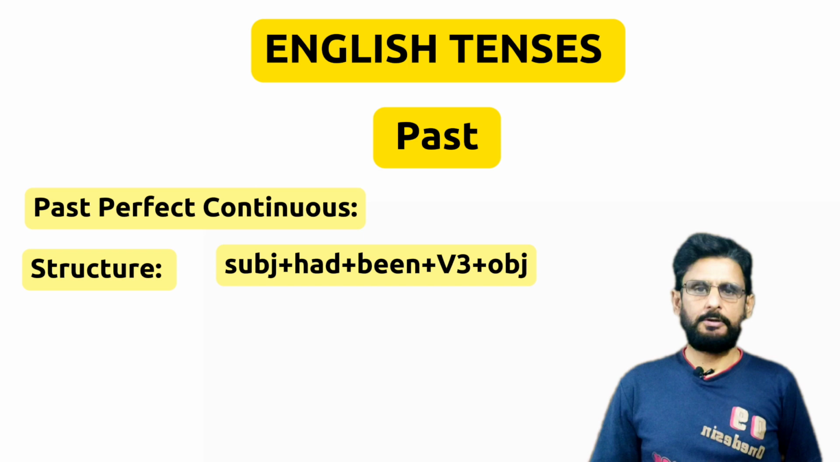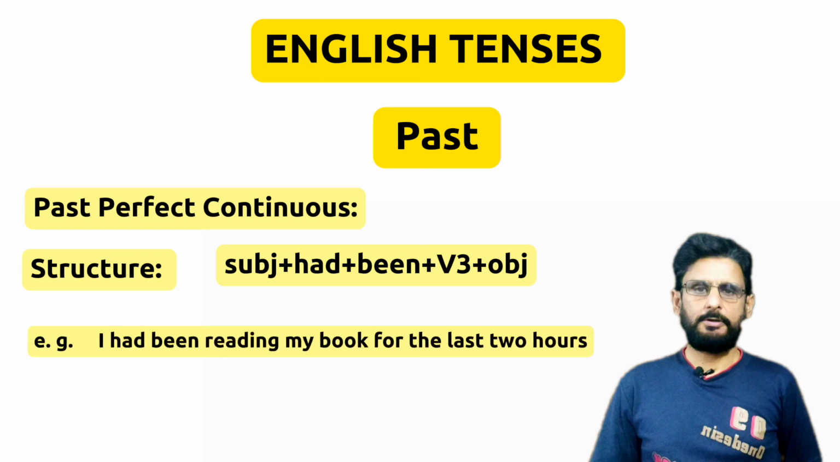The structure of it is subject plus helping verb had plus been plus past participle form of the verb. Right? For example, I had been reading my book for the last 2 hours. So an activity of reading the book started off in the past and it continues even in the present, and it is yet to come to an end.